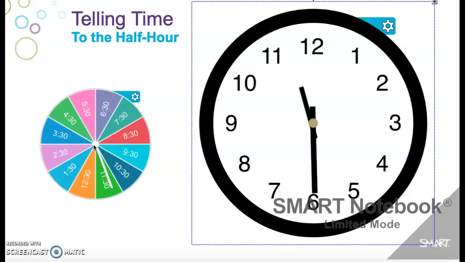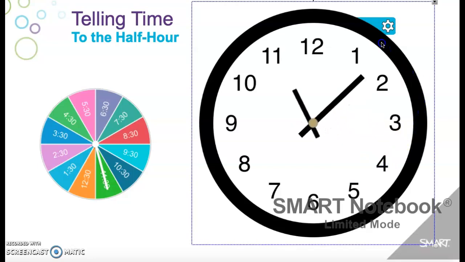See if I can spin it again. What does that say? I think it says 11 o'clock. Okay, so let me see if I can move my minute hand up. Wrong way. I need to go the opposite direction. So my minute hand needs to be on the 12, and my hour hand will be exactly on the 11 for 11 o'clock. Let's spin it one more time.